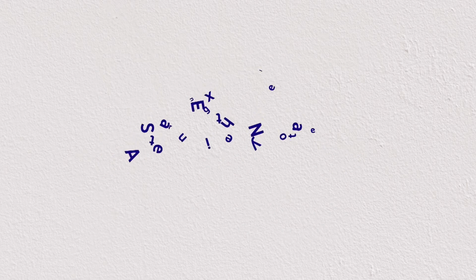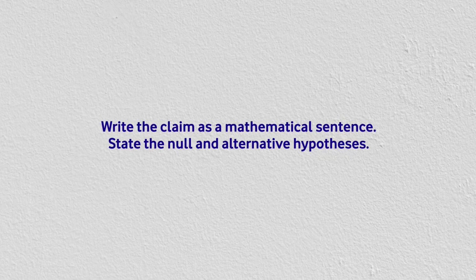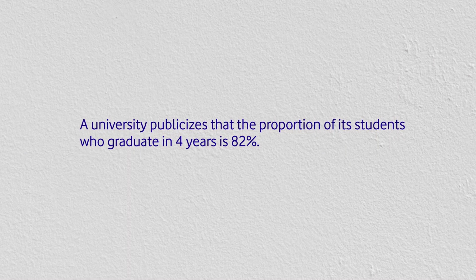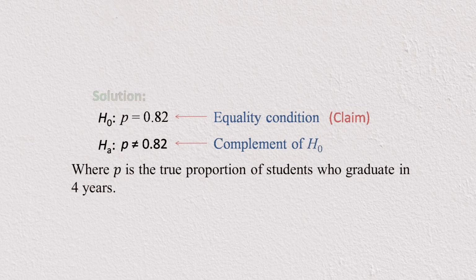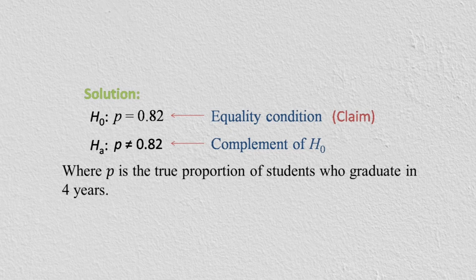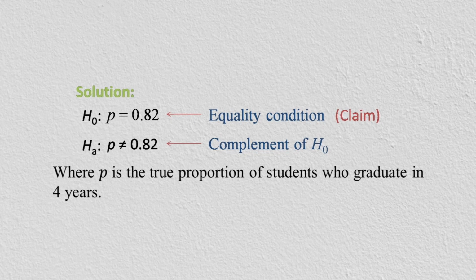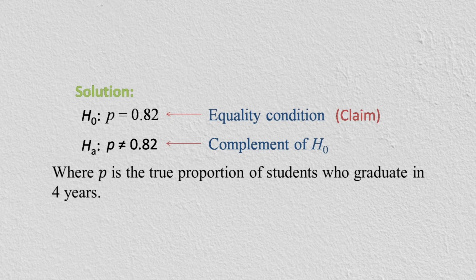Stating the null and alternative hypothesis: write the claim as a mathematical sentence, then state the null and alternative hypothesis. For example, a university publicized that the proportion of its students who graduate in 4 years is 82%. The null hypothesis is denoted by H0: P equals 0.82, which is an equality condition claim. The alternative hypothesis is P is unequal to 0.82, the complement of the null hypothesis.